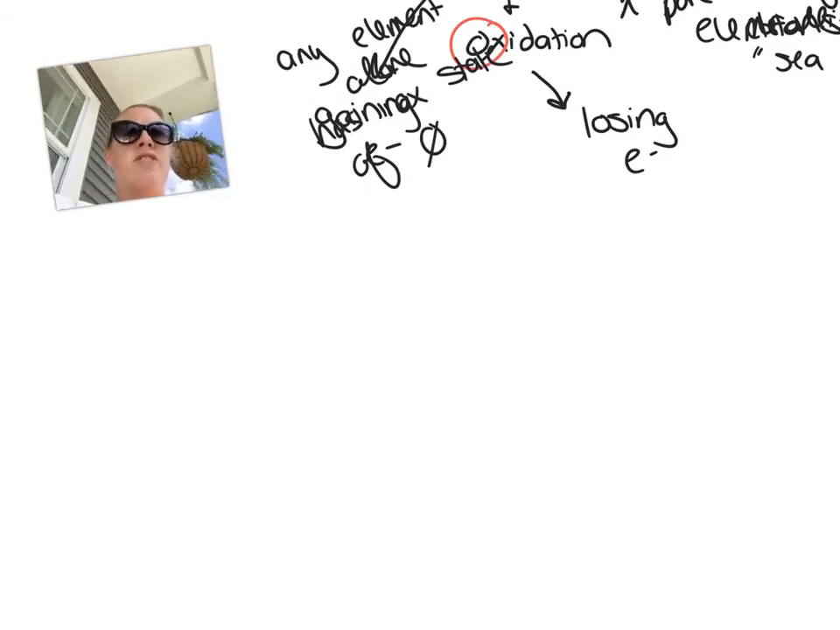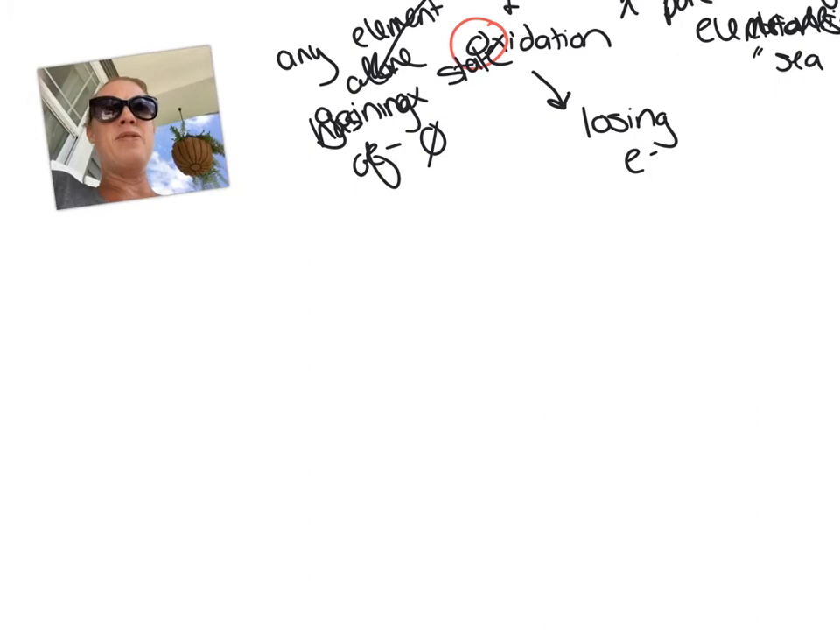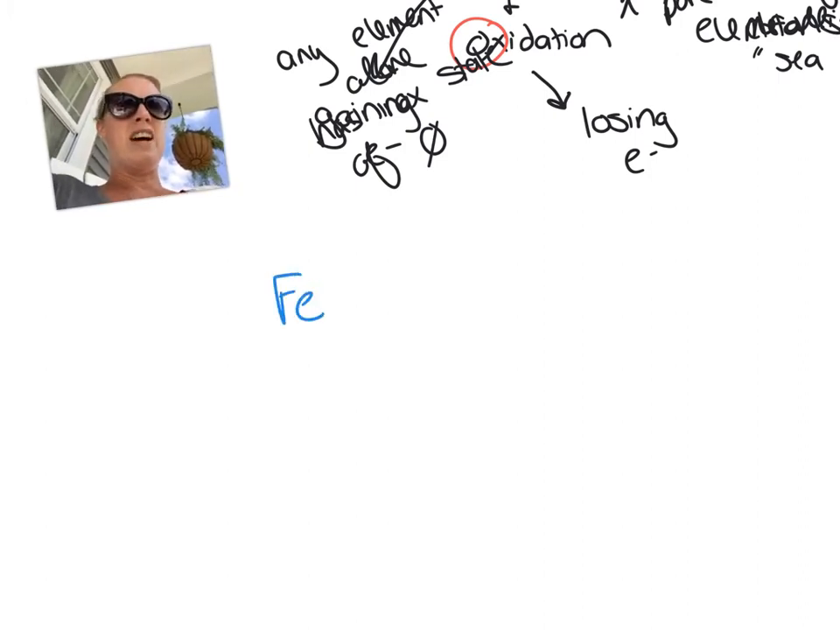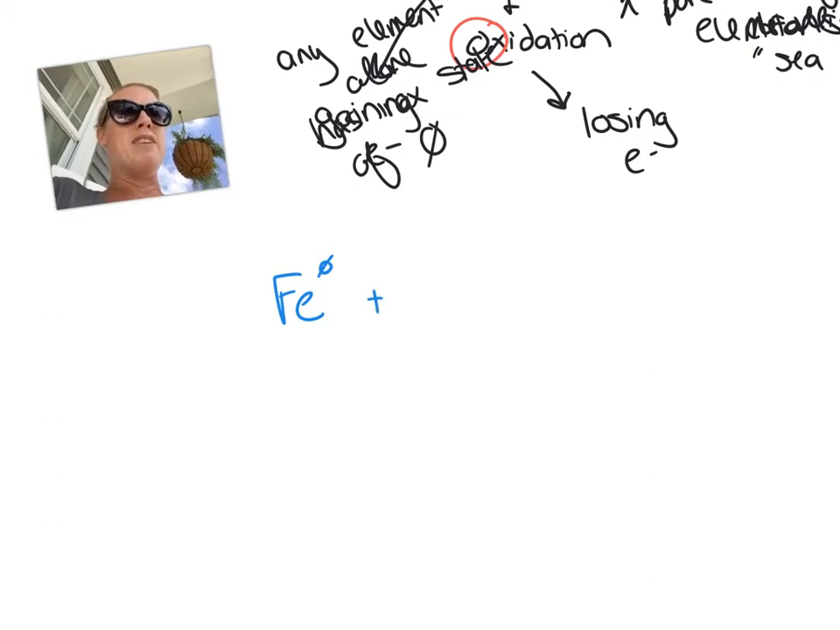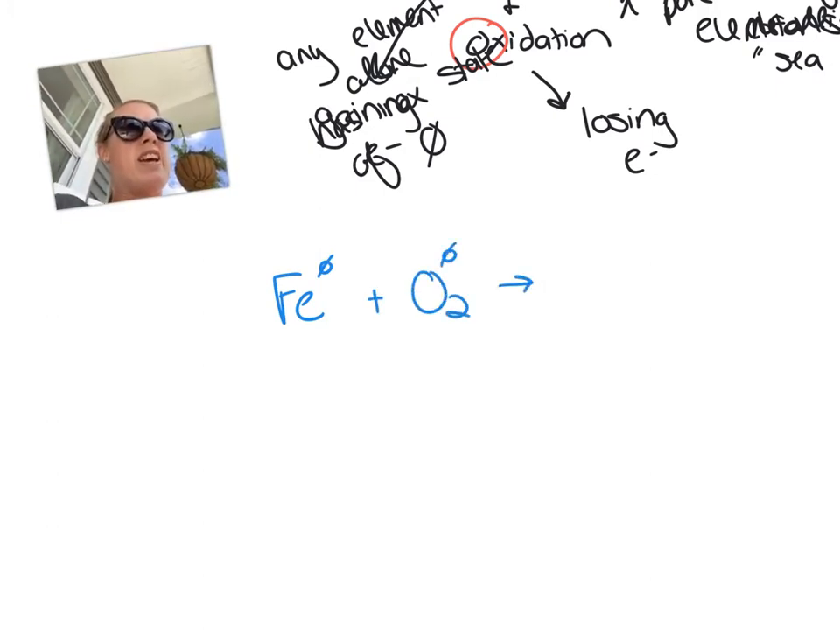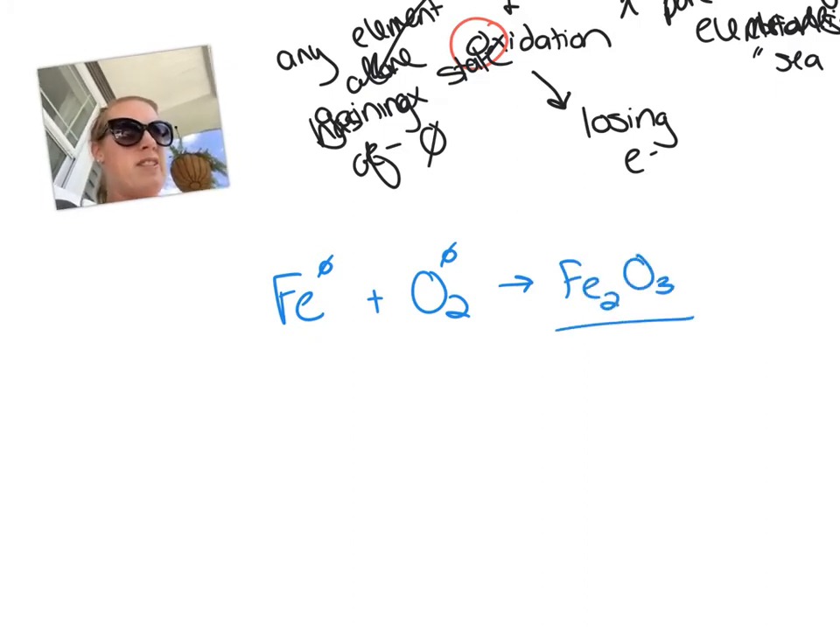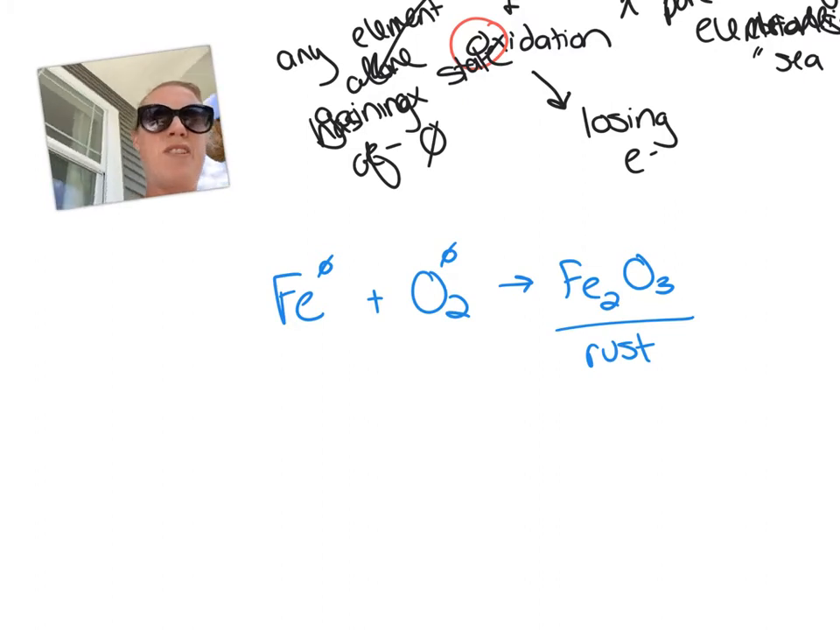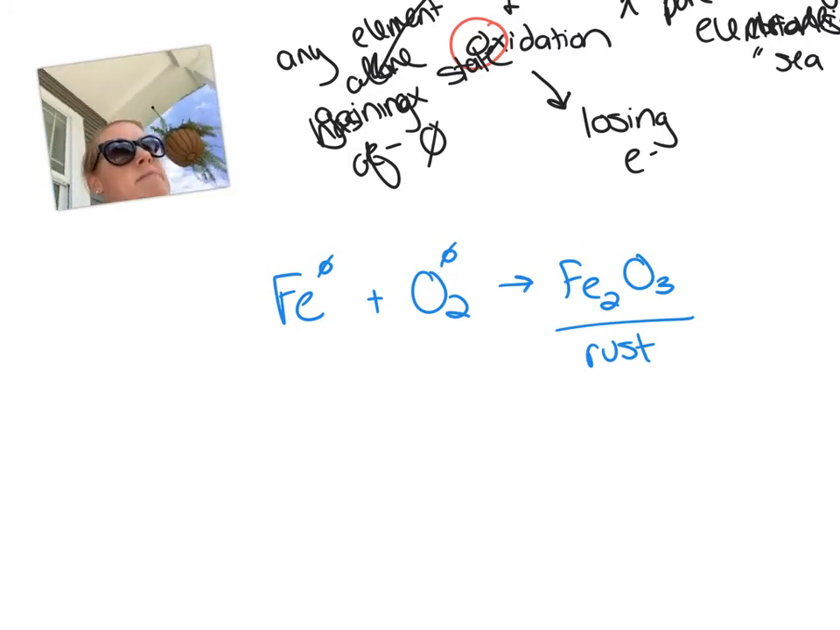Okay, so here's what's actually going on. Let's do it in blue. Why the heck not, okay? So I've got iron, which has an oxidation state of 0, plus some oxygen, which also has an oxidation state of 0, turning into iron oxide, and that is rust, okay? So that's what this is. This is rust. That orange stuff that you see is really iron(III) oxide.